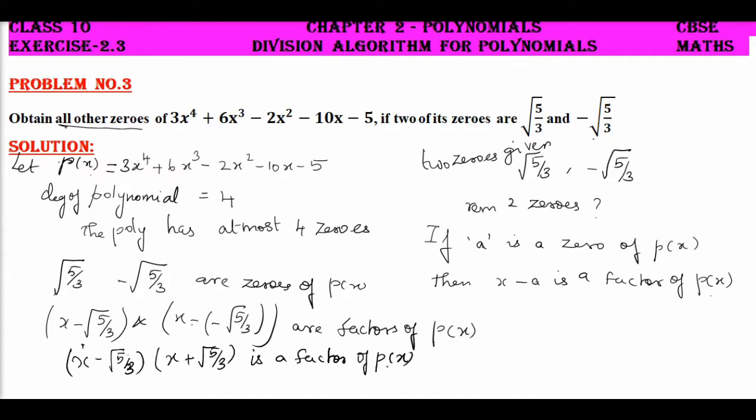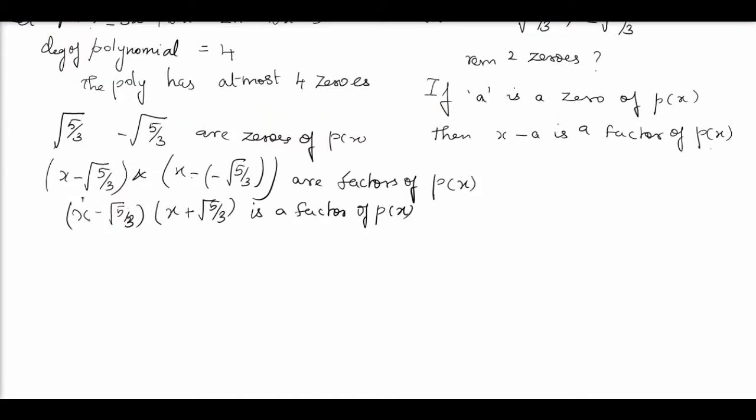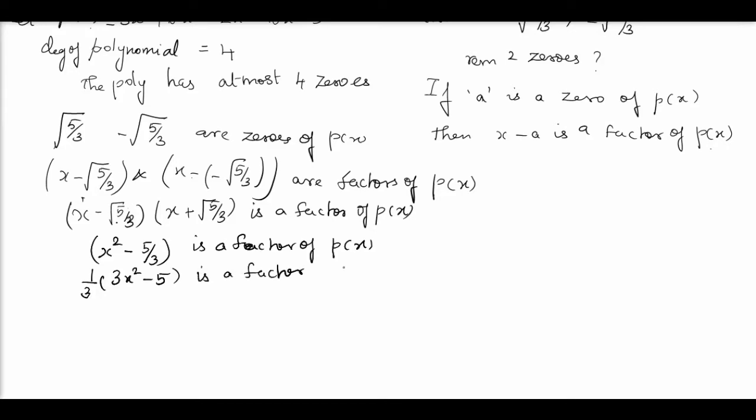P of x, right? Now when you multiply these two terms, see this is of the form a minus b into a plus b, and we have seen that it is equal to a square minus b square. So I can write it as x square minus root 5 by 3 square, which is 5 by 3. So x square minus 5 by 3 is a factor of P of x. And this x square minus 5 by 3, when you multiply by 3, it is 1 by 3 into 3x square minus 5. This is a factor of P of x.